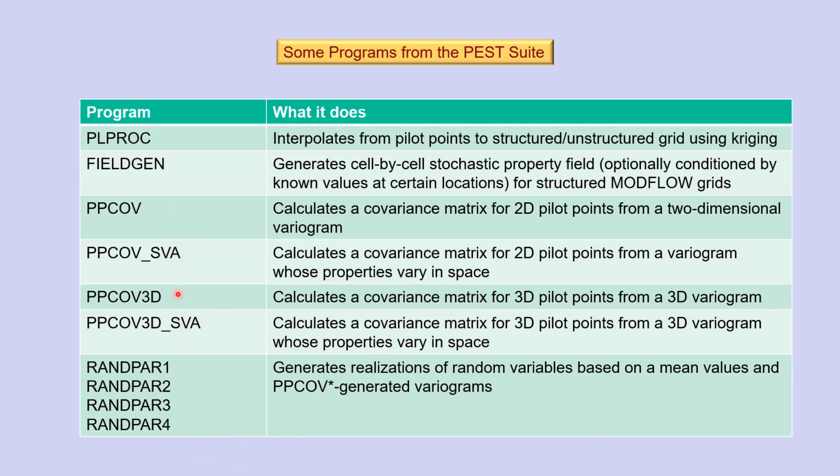The PPCOV suite of utilities generates a covariance matrix for the use of pilot points in either random field generation or regularization based on a variogram. And the RANPAR suite of utilities allows you to generate random samples of pilot point values based on the covariance matrices generated by the PPCOV suite of utilities. That brings us to the end of part 1 of this series of 2 videos.